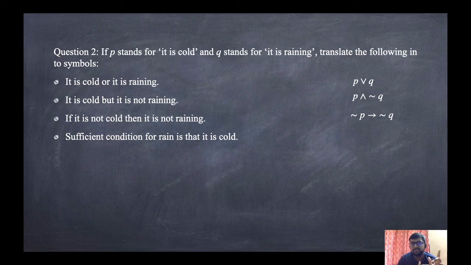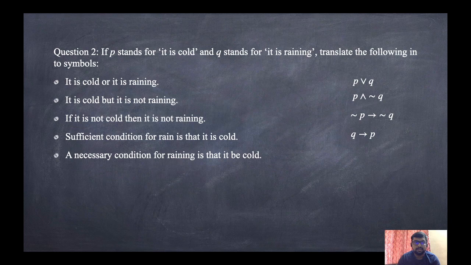Next one. Sufficient condition for rain is that it is cold. Now, in previous sessions we discussed sufficient conditions and necessary conditions. So what will be the statement? Whether it is P implies Q or Q implies P. Just think about yourself. Sufficient condition for rain is that it is cold. So it will be Q implies P.